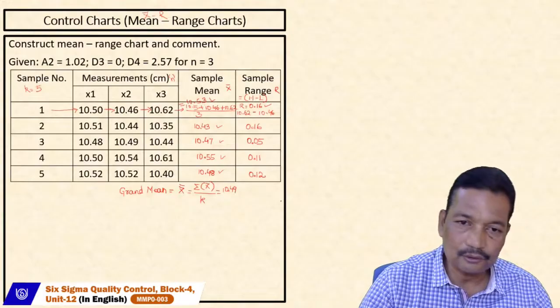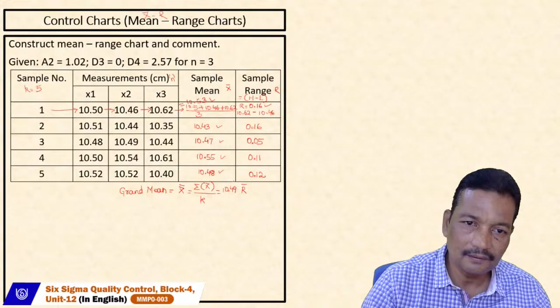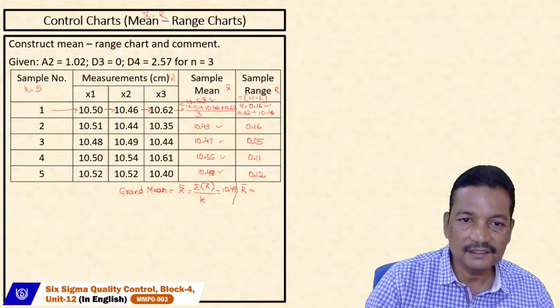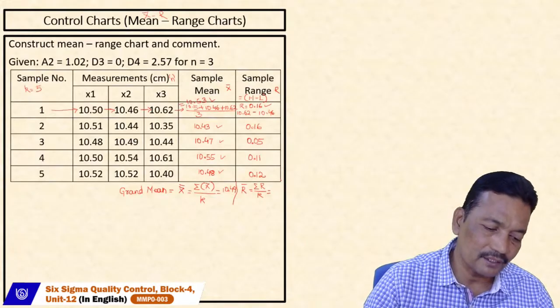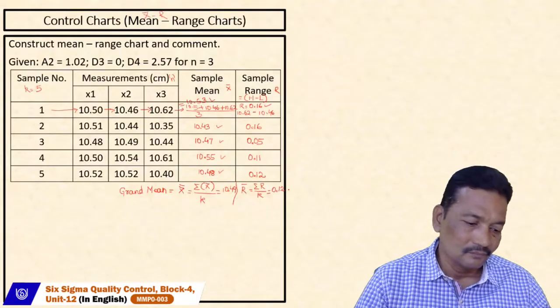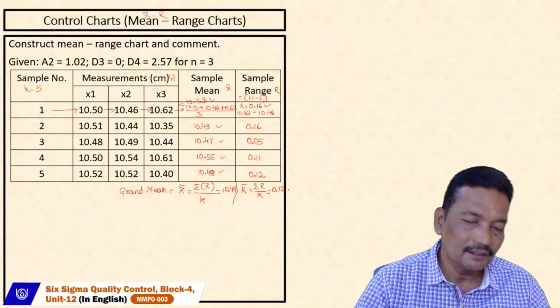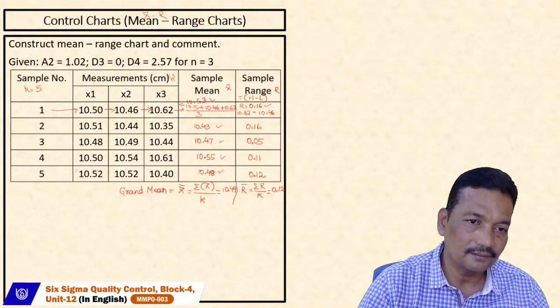Now I also find out the R bar, that is equal to addition of all R values divided by K. So that gives me a figure of 1. Now I shall proceed to prepare the X bar chart.